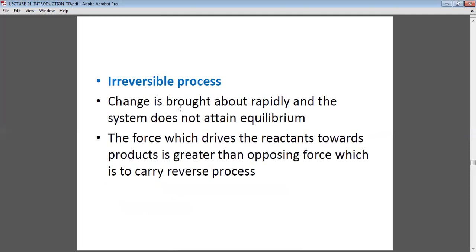And coming to the irreversible process, the change is brought about rapidly and the system does not attain equilibrium. The forces which drive the reactants towards the products are greater than the opposing forces which carry in the reverse direction. So if the process takes place when the state changes from state 1 to state 2, in the reverse direction the same path will not be followed. That means all actual processes are generally taken as irreversible processes.